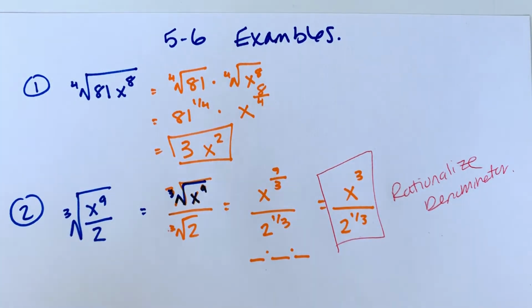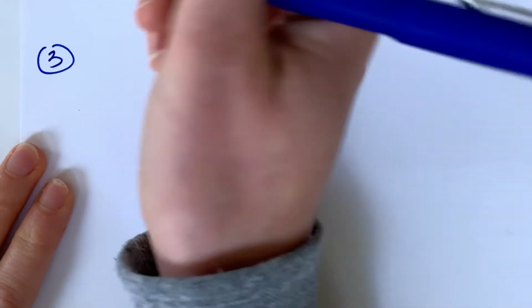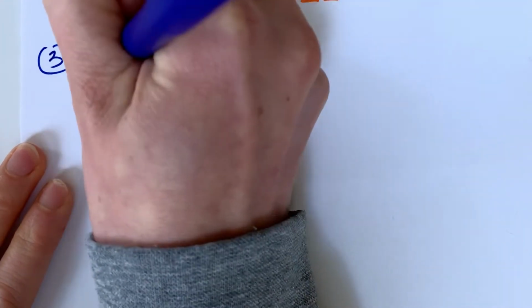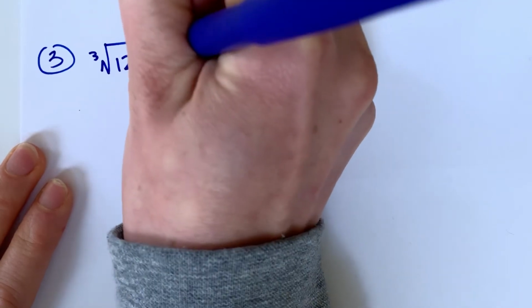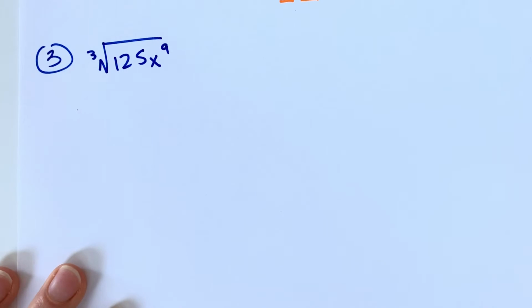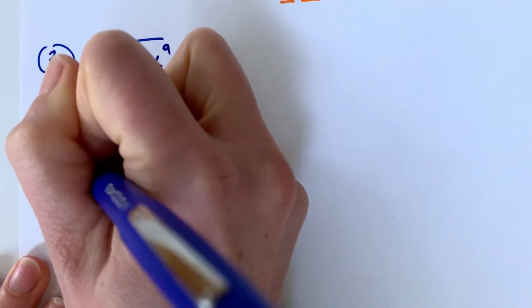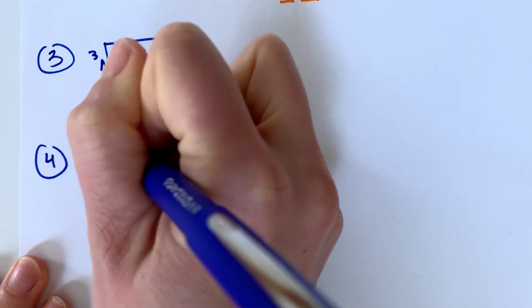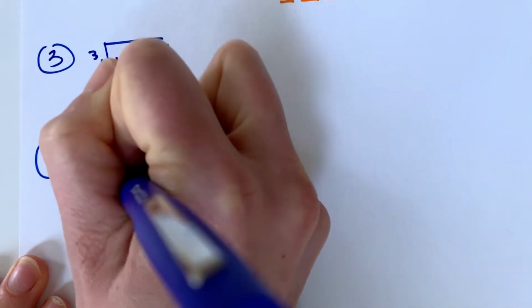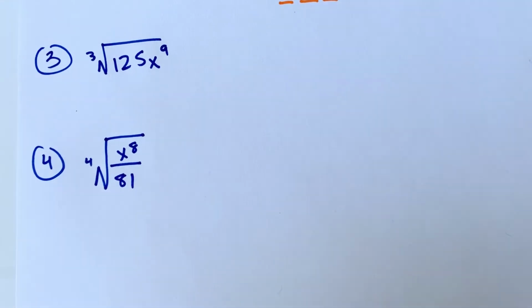All right, so let's do a couple more examples because it's a tough concept. So we're going to move on to ones like you'll have. So a cube root, 125, x to the 9th. And I'm going to give you the 4th root of x to the 8th over 81. Okay, I want you to pause the video and try to do this on your own.